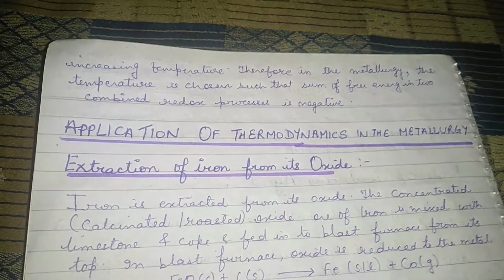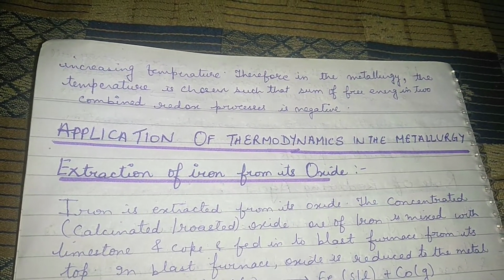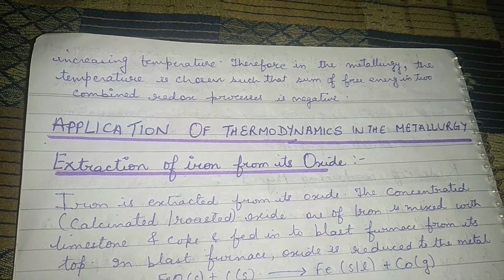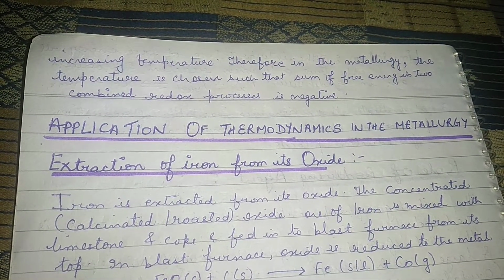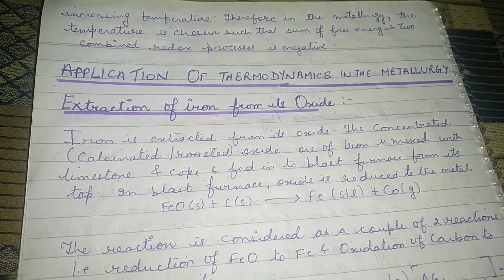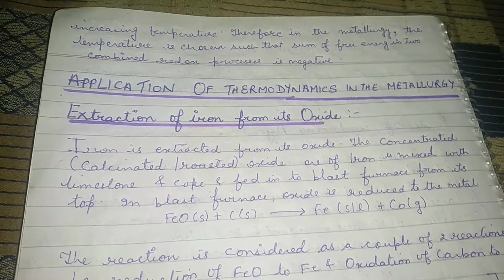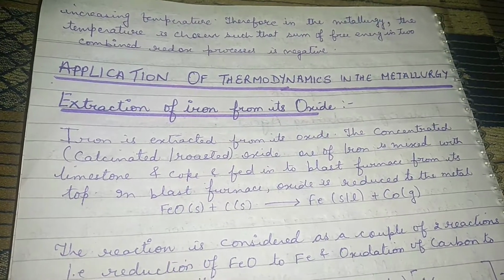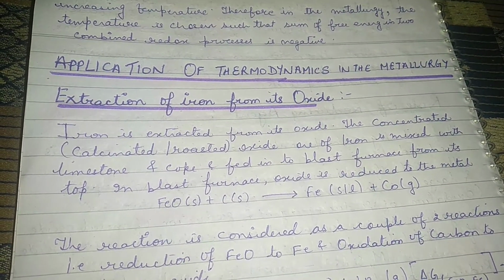With the increase in temperature, delta G becomes negative. Therefore in metallurgy, the temperature is chosen such that the sum of free energy in the two combined redox processes is negative. Okay, now coming to the next topic, the application of thermodynamics in metallurgy. So how can we extract iron metal from its oxide?